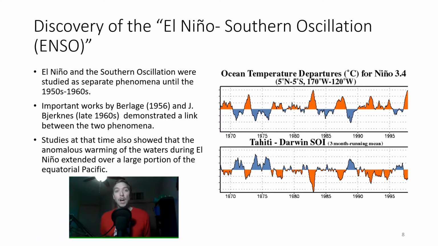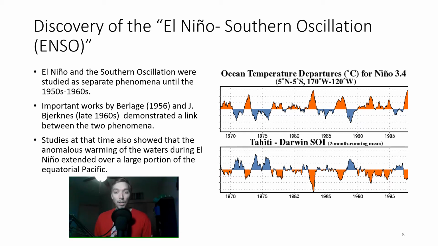So the discovery of this El Nino Southern Oscillation: they were studied as separate phenomena, as I mentioned previously, until the 1950s and 60s. Important works by Berlage, 1956, and Bjerknes in the late 1960s demonstrated a link between the two phenomena. Studies at the time showed that anomalous warming of waters during El Nino phases extended over a large portion of the equatorial Pacific.